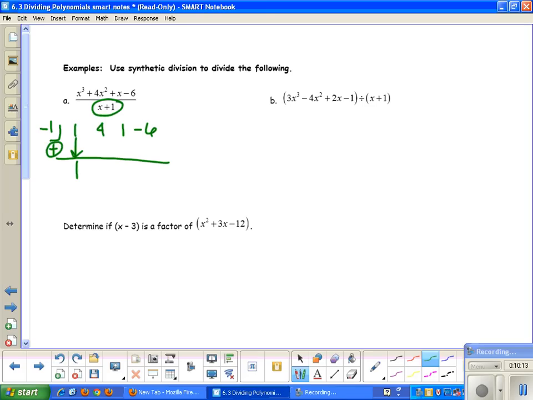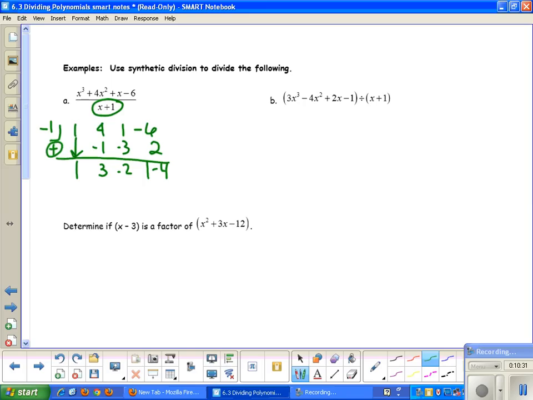Remember, we're adding. Bring down the first term, and then 1 times negative 1 is negative 1. Add those two numbers together, you get 3. 3 times negative 1 is negative 3. Add together, get negative 2. Negative 2 times negative 1 gives me positive 2. Add together, and we get negative 4, which is my remainder.